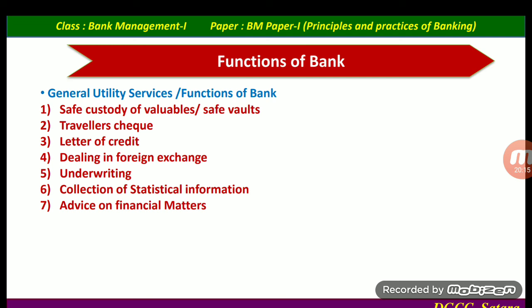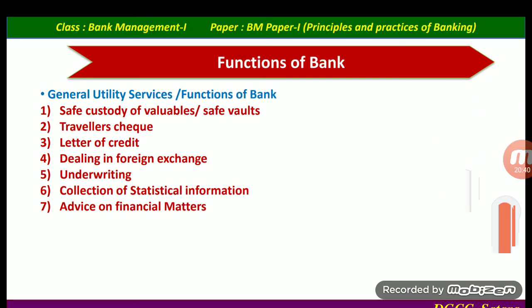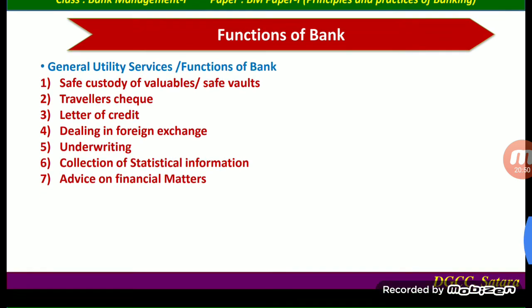Last is advice on financial matters. Because of the collection of statistical and business information, the modern banks are fully aware of the latest economic situation in the country and are in a position to provide useful advice to customers on financial matters and other matters. Banks have expert staff specialized in different areas, so the bank can provide advice on different areas. So this was the last function of general utility services.